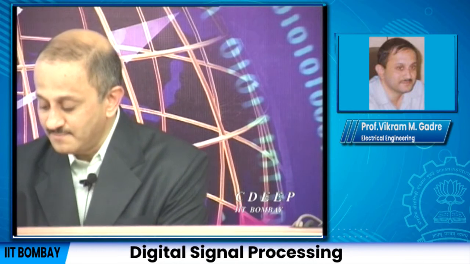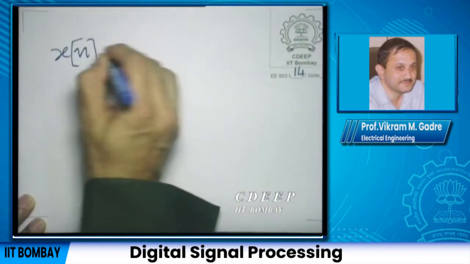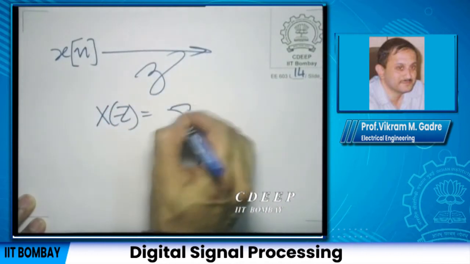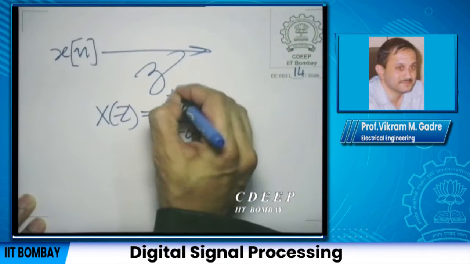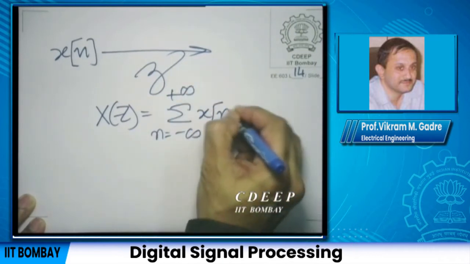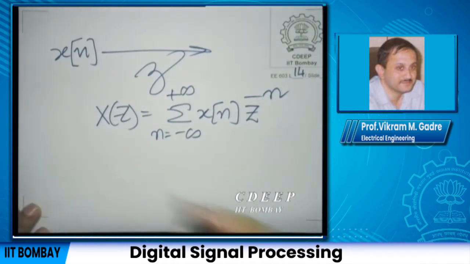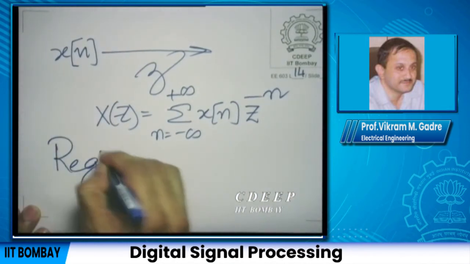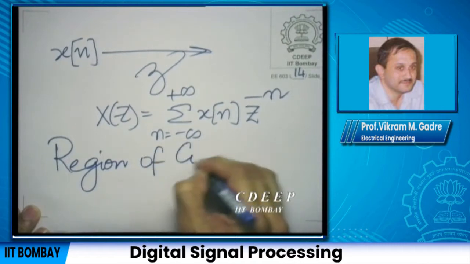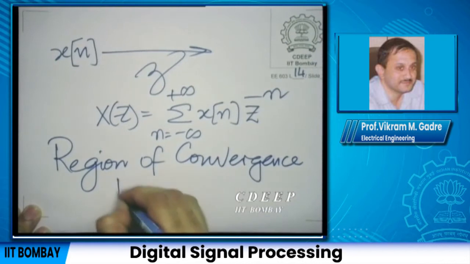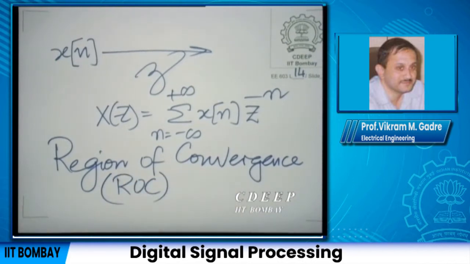We had looked at the expression for the Z transform. Let us recapitulate that. If you have a sequence x[n], then its Z transform is given by the summation over all integer n of x[n] z raised to the power minus n. And this always has a region of convergence, or ROC as it is often called for short.